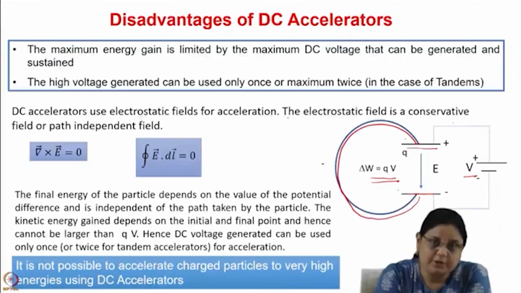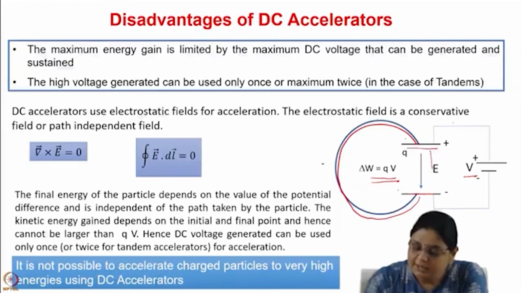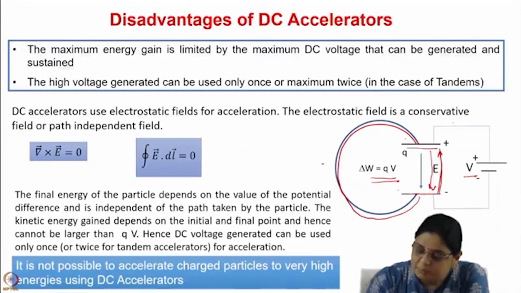is a conservative field. So from Maxwell's equation, curl of E is 0, or the integral of E dot dl is 0. That means this is independent of the path taken. It depends only on the initial and final coordinates. So if I gain some energy delta W here, in going back I will again lose that energy. So there will be no net energy gain, and it does not matter if I go back to this point in this manner or in this manner.